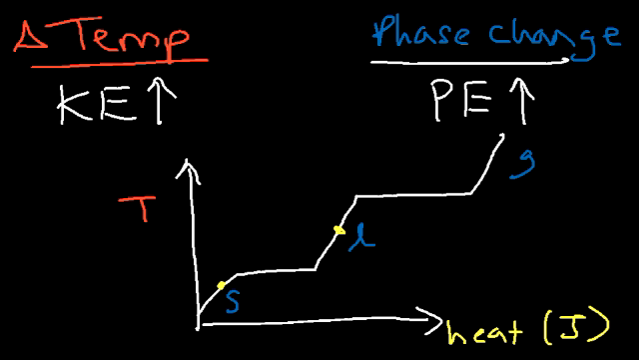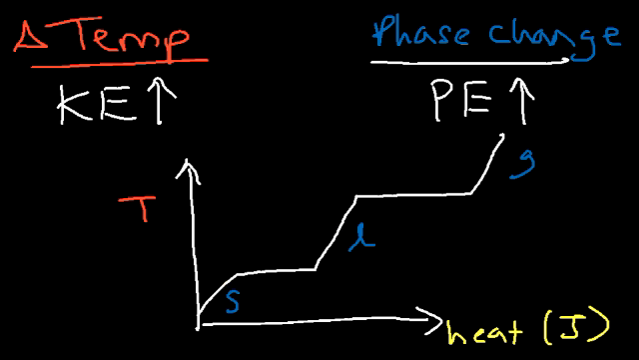You need to find Q1, which is the amount of heat that's required to raise the temperature of ice from negative 10 to 0. Then you need to find Q2, which is the amount of heat energy required to melt the ice. And then you need to find Q3, which is the amount of heat energy to raise the temperature of liquid water from 0 to 50. And then you need to add all 3 of these Q values.